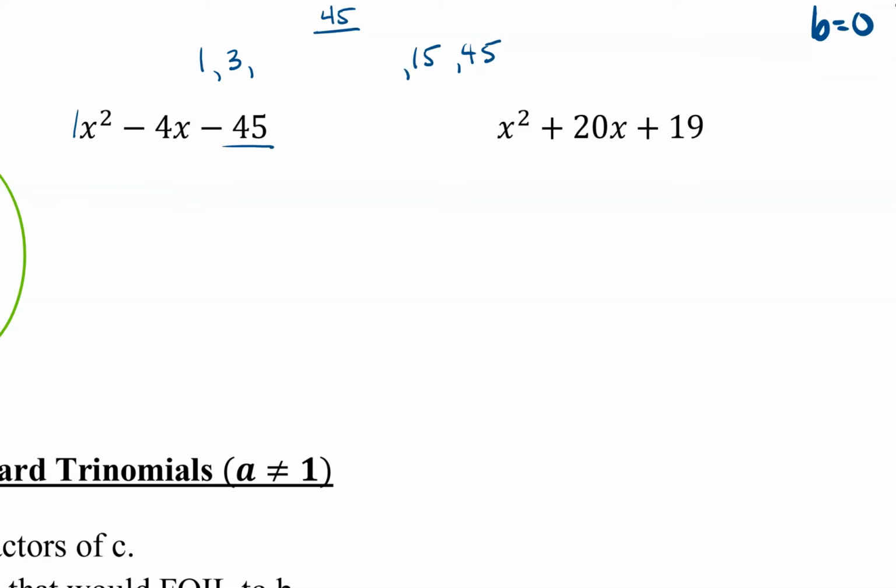The next factor pair would have to exist between 3 and 15. I don't think 4 works, but 5 does. 5 times 9 makes 45. And if there are any more factors, they'd have to be between 5 and 9. So that would be 6, 7, or 8. None of those work, so I think we've got our entire list of factors. So which of these pairs would add or subtract to make 4?